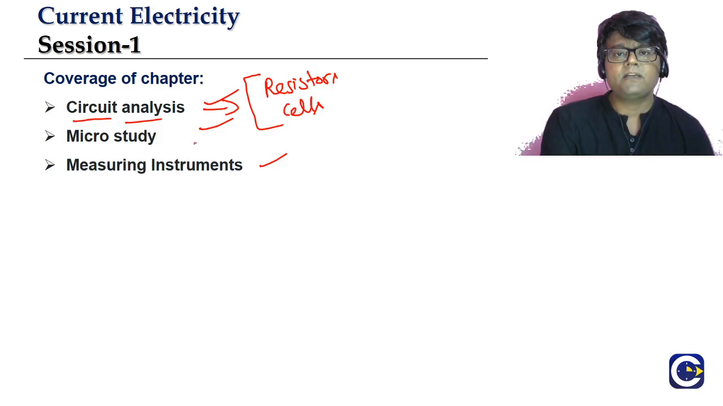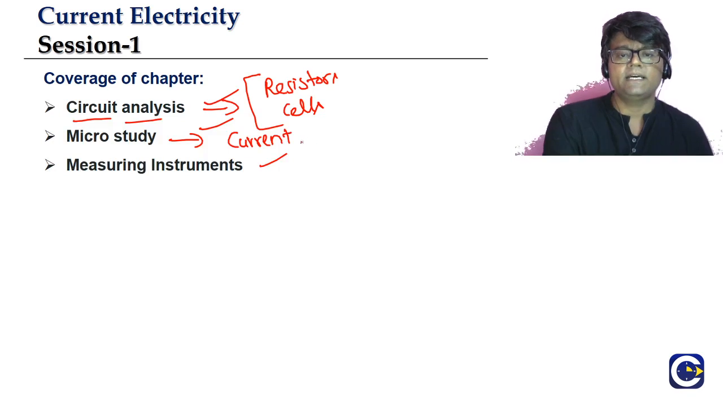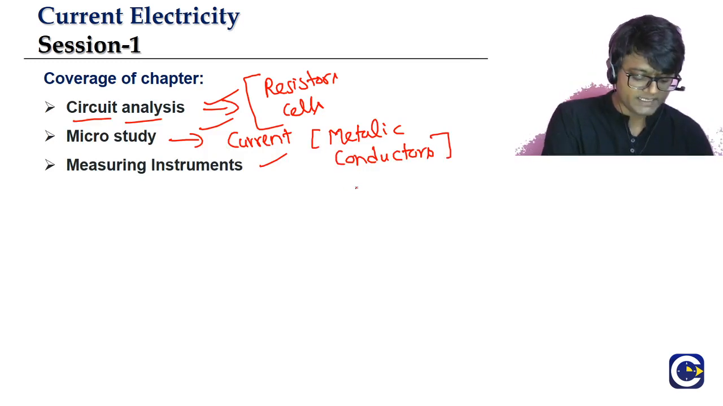The second part is the micro study of how this current or electricity gets generated. Especially we'll be talking about the metals. That's why we'll call it the metallic conductors. In fact, I will have one more chapter, the last chapter, where we'll talk about the semiconductors.